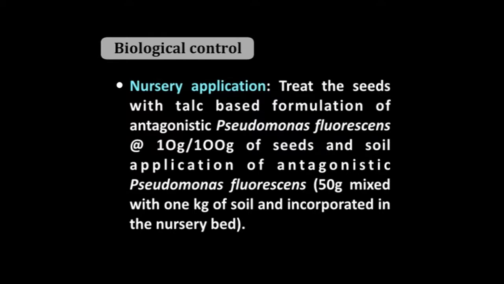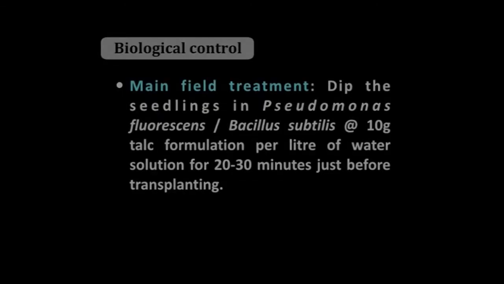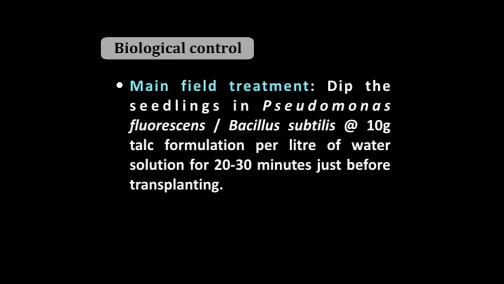of seeds, and soil application of antagonistic Pseudomonas fluorescens 50 gram mixed with 1 kg of soil and incorporated in the nursery bed. Main field treatment. Dip the seedling in Pseudomonas fluorescens or Bacillus subtilis at the rate 10 gram talc formulation per liter of water solution for 20 to 30 minutes just before transplanting.